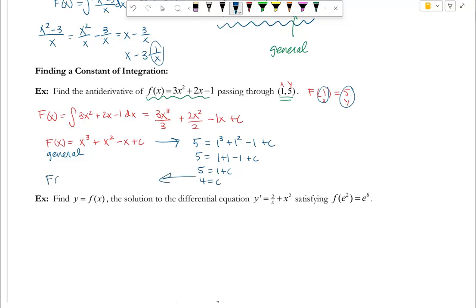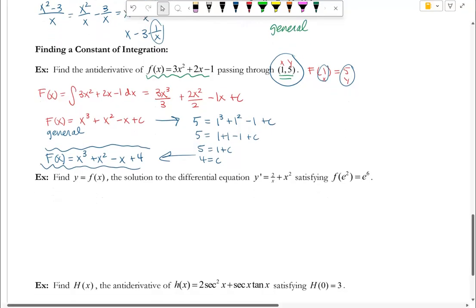So our specific antiderivative that we're looking for is x cubed plus x squared minus x plus 4. We said that constant could be any number, and this would be an antiderivative of lowercase f, our function f of x. But if I want this antiderivative to pass through this particular point, c must be a number that causes the antiderivative to pass through that point.